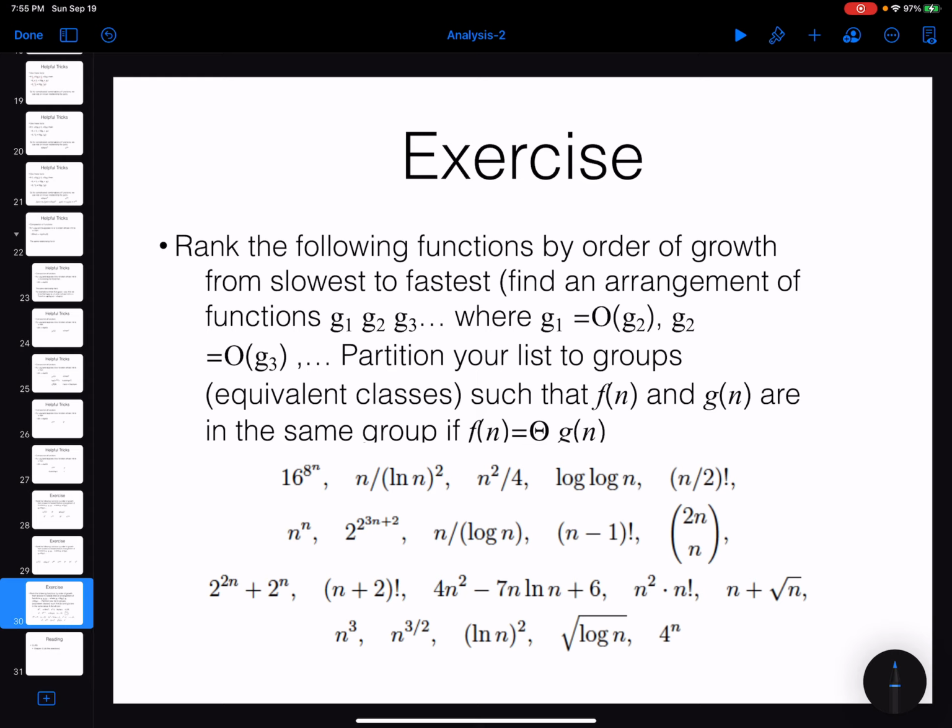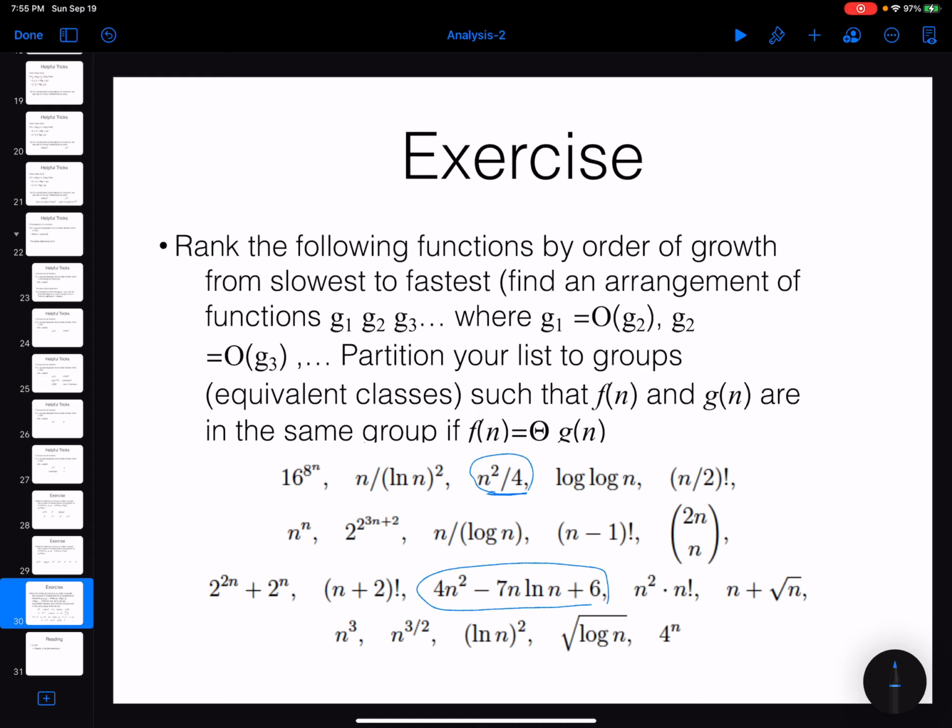So let me show you that. For example, this one and this one, they are going to be in the same growth rate. So it is possible that some of these functions are going to be in the same growth rate class. But at the end, I want you to find a full order between all of these functions. And if they are in the same class, you can just put them in the same class. Otherwise, you should find the complete growth rate order of these functions.